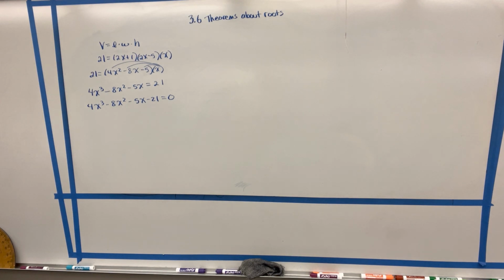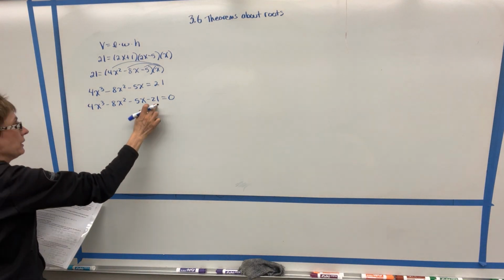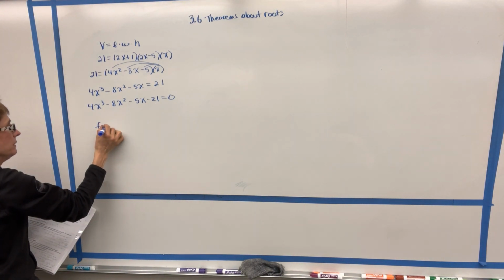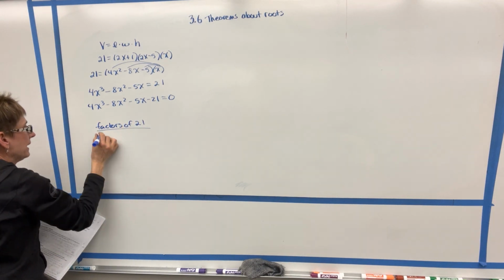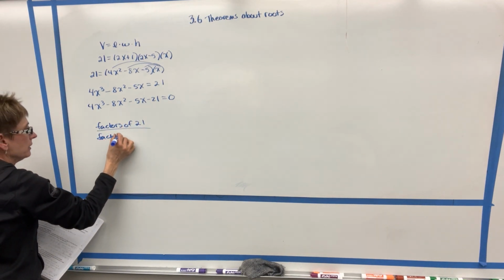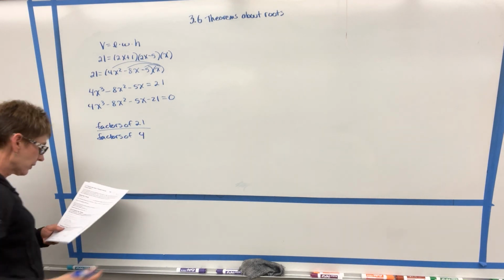So, you know, there are so many possible rational roots here because we have to look at all the factors of 21 divided by all the factors of 4. So there are quite a few.